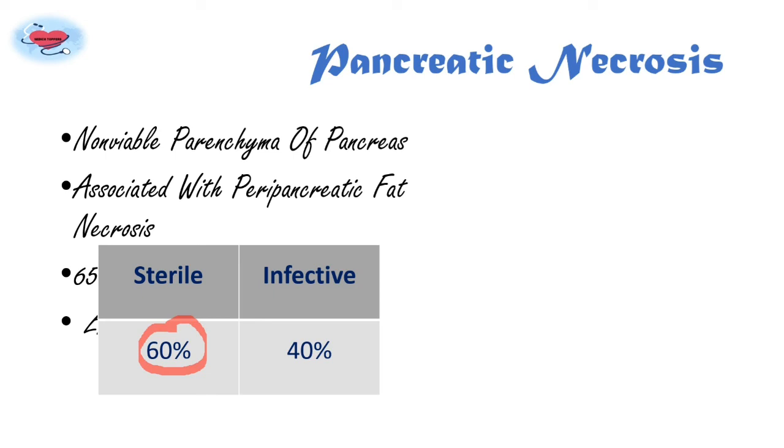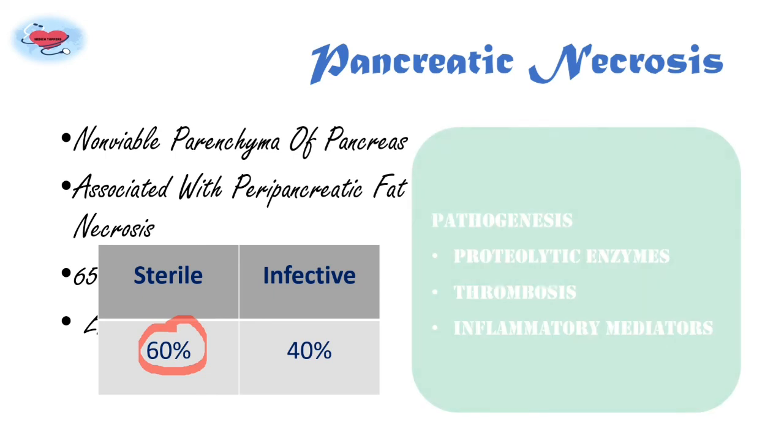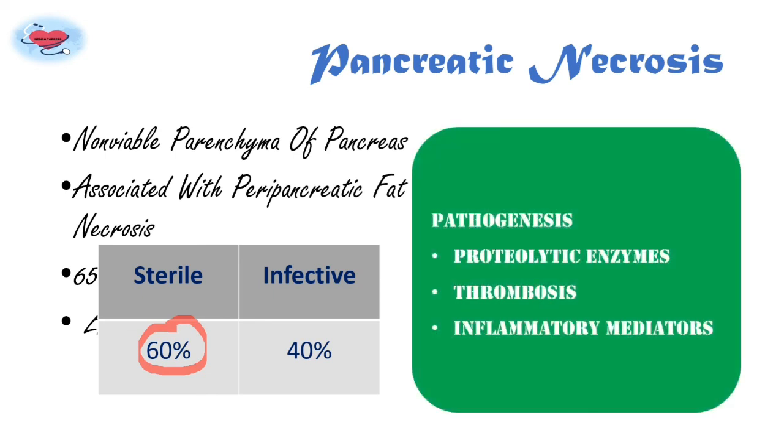And pathogenesis comes: premature activation of proteolytic enzymes, intrapancreatic vessel thrombosis, pancreatic microcirculation failure, or release of any inflammatory mediators. These things can lead to the formation of necrosis. And the mode of infection can be hematogenous or through the ampulla or lymphatic route or anything it can be, but mainly it is polymicrobial, but the commonest organism is E.